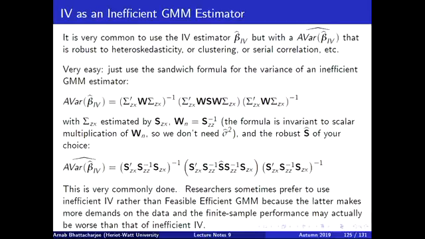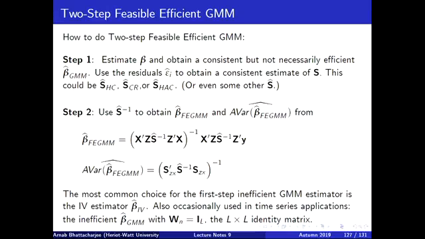But it is important to emphasize that we do not stop at the first step. At least we want an efficient GMM, not an inefficient GMM. So we do it in 2 steps. These are the steps, basically. Very simple. Step 1, you estimate beta and obtain a consistent but not necessarily efficient beta hat GMM. Then you use the residuals to obtain a consistent estimate of your S. Whatever it is depends on the context. You use your S hat inverse to obtain this and this, and that turns out to be this formula.